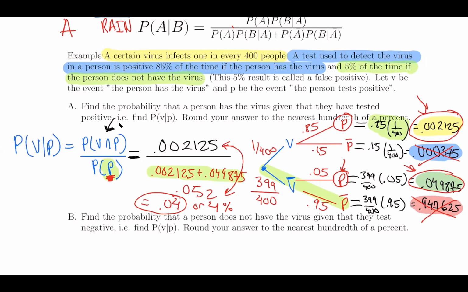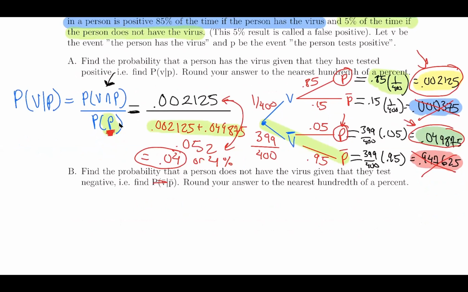Any question for A? All right, so that's using the tree diagram. Up next, I'm going to show you how to do it without using the tree diagram. And we're not going to do B. We're going to do A again. So we're going to say probability of V and P. We're going to find the probability somebody had the virus given they tested positive.